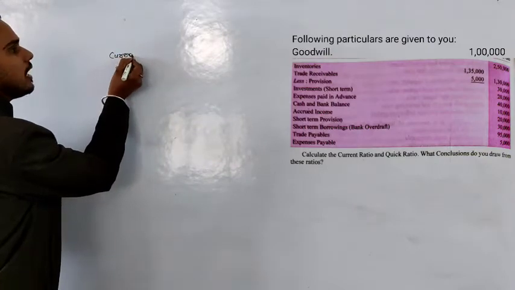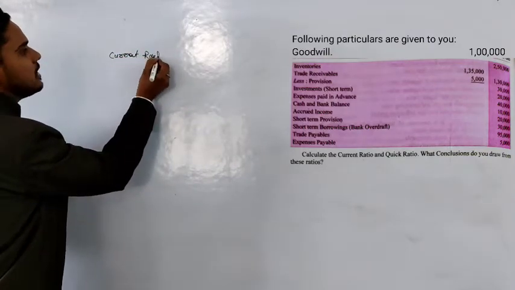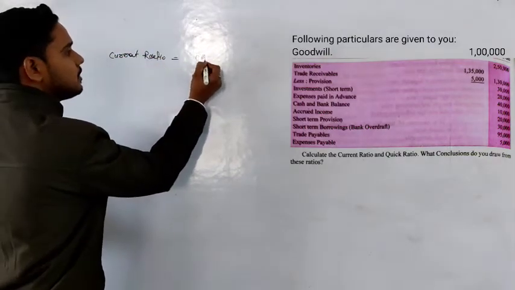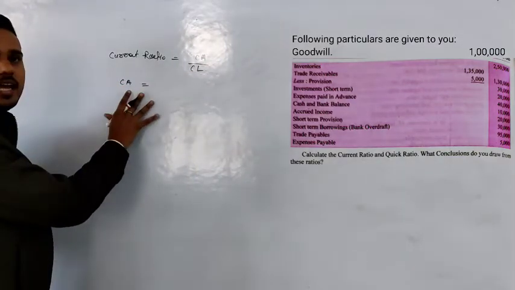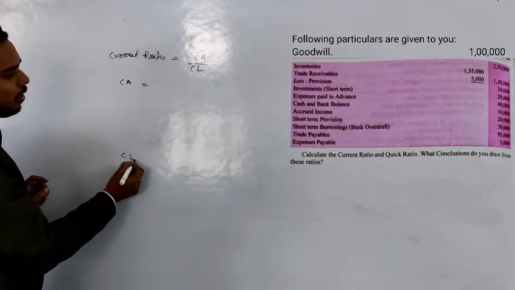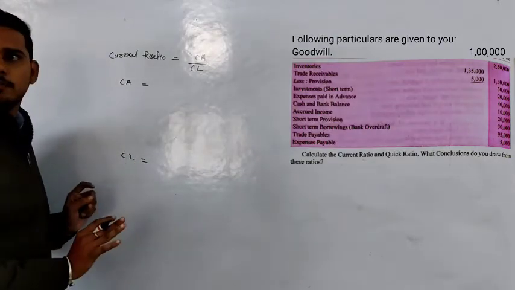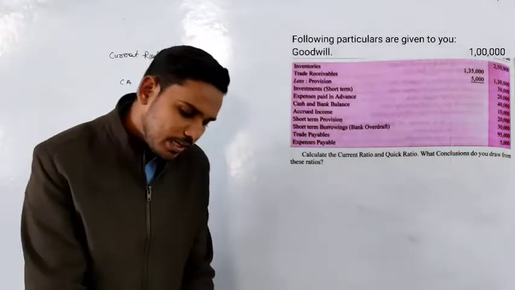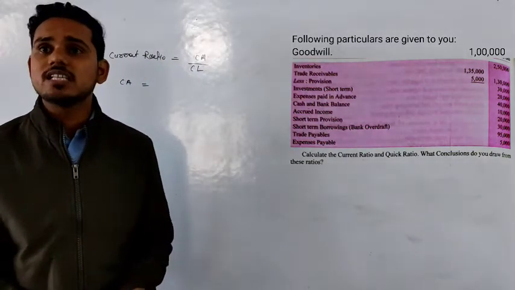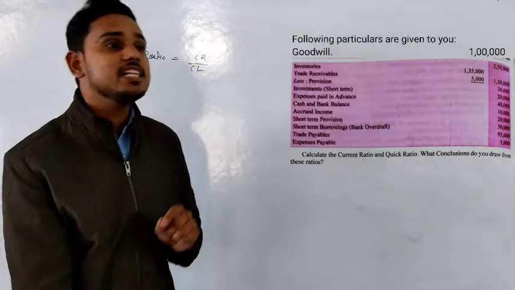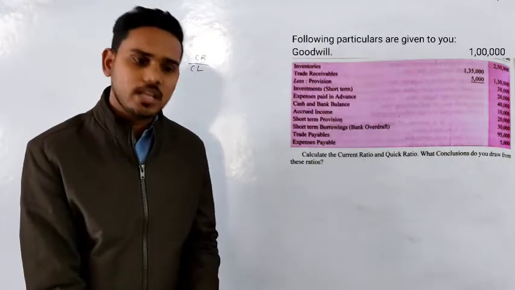First one is current ratio. So we can write the formula as current asset upon current liability. Now sir, here we will write all the current asset, and here we will write all the current liability. Right? No confusion. Okay. So let's see one by one. The first one is given as goodwill. Goodwill is our intangible asset, and that is non-current asset. We need to ignore that one.